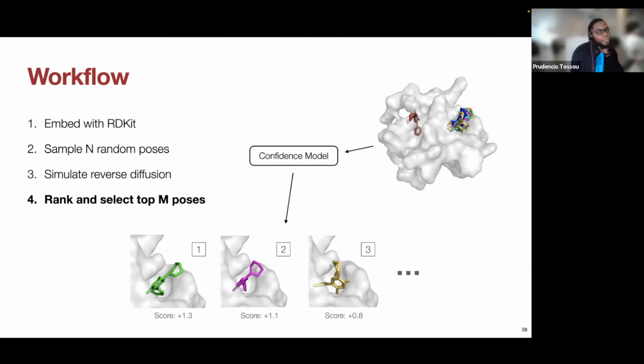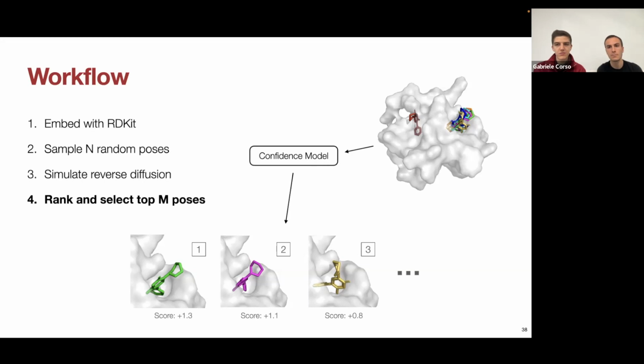Okay. Basically, it's the model's confidence that the predicted pose is within 2 angstroms. So it's a binary classification. You classify whether the model thinks it is within 2 angstroms or not, and you take the confidence of that model as your confidence estimate.